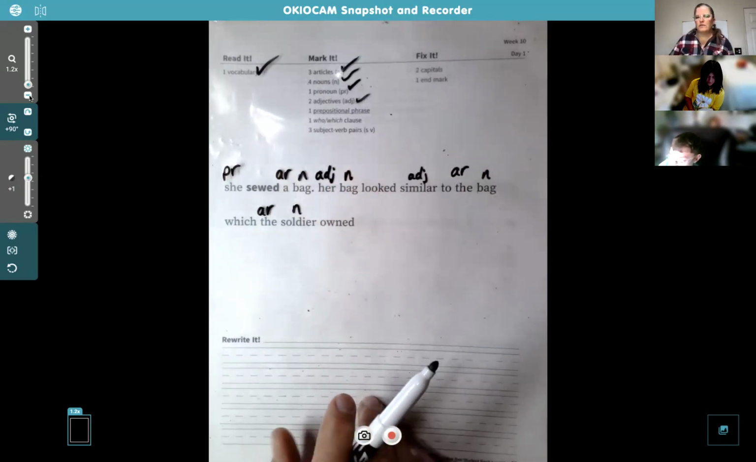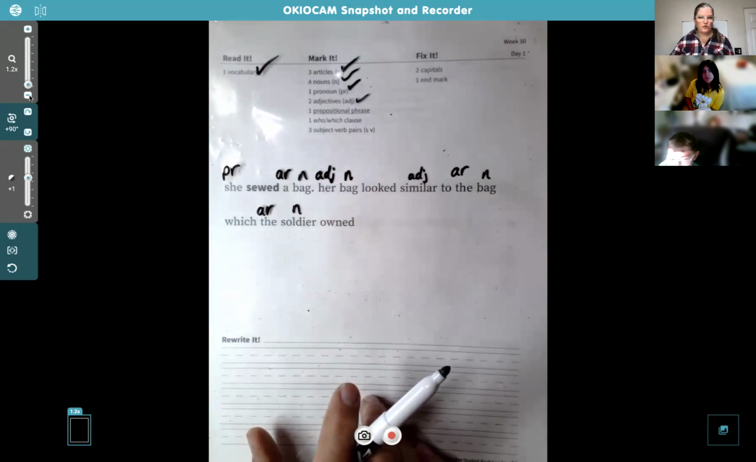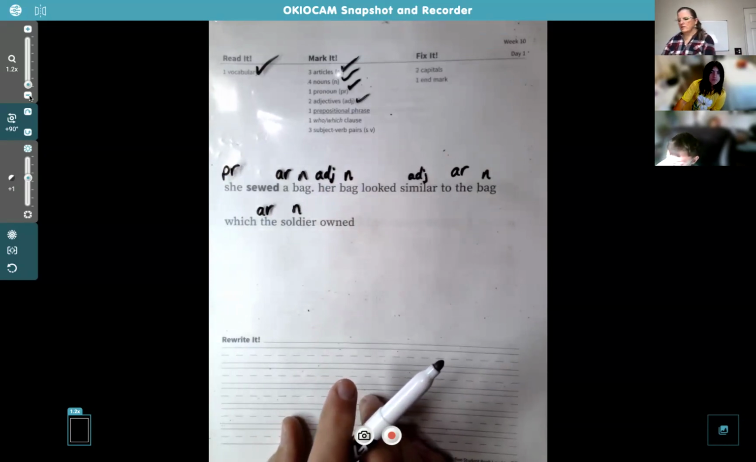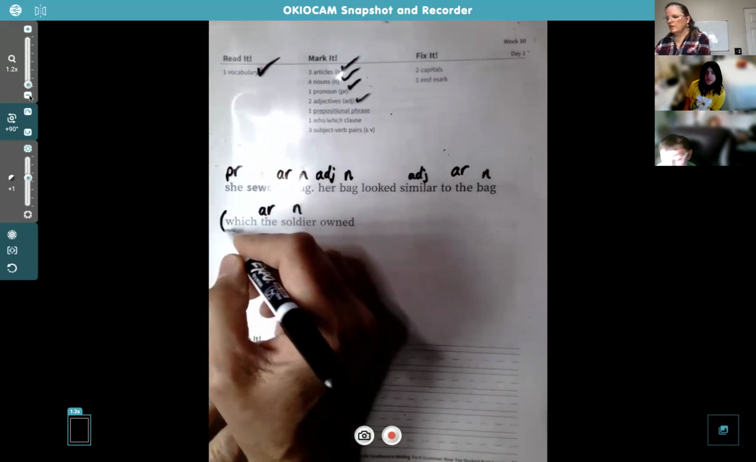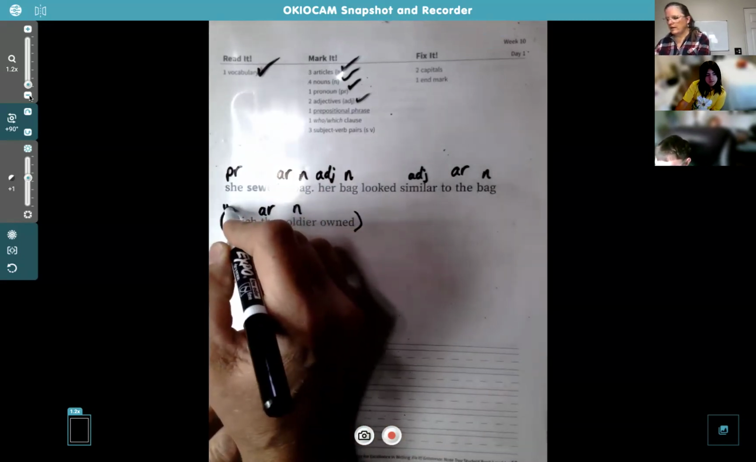Now, for me, sometimes it helps me to save the prepositional phrases for last. So I'm going to skip that. It's okay to do that as long as we go back to it. And then, Amber, where is the who which clause? Which the soldier owned. Good. So we're going to put parentheses around that.